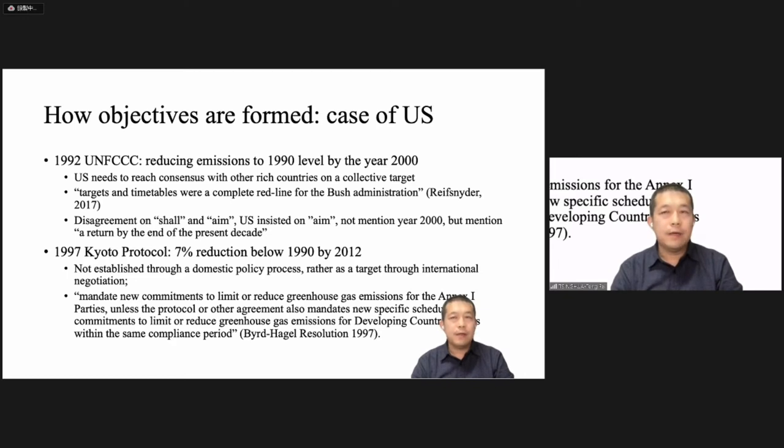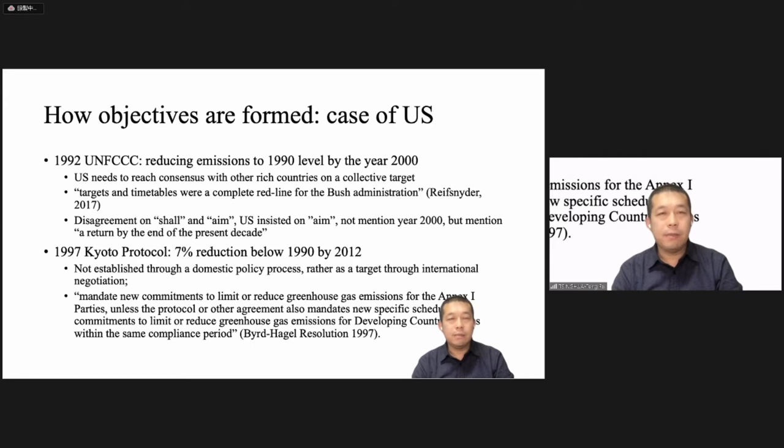But when the negotiation team brought that target back to the United States, there was trouble, because the House or the Congress didn't want to recognize this. The reason is they believed the United States took an unfair target without the same target from developing countries such as China and India.